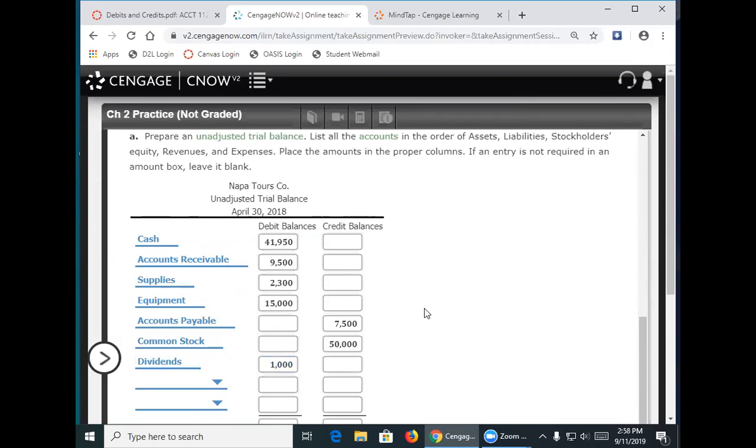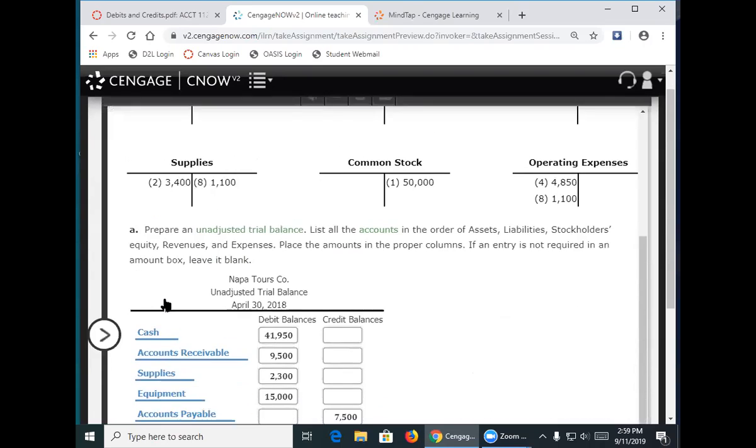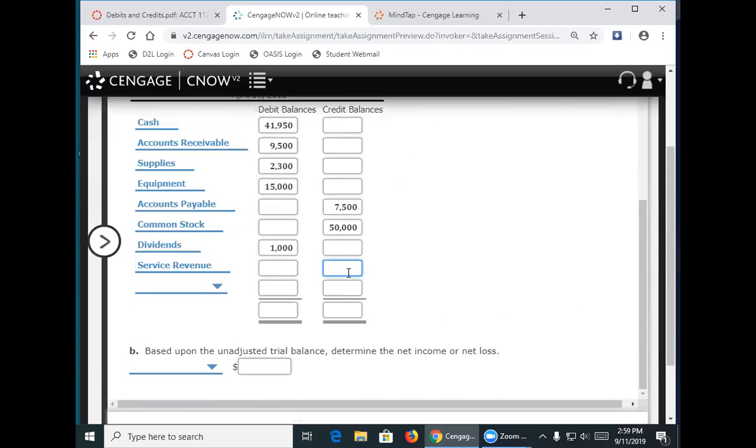Service revenue. Two left. We have service revenue. Well, again, revenue increases equity. It increases on the credit side. And we see that because it has a credit balance of 18,200. So I put that in. Service revenue, 18,200 credit.